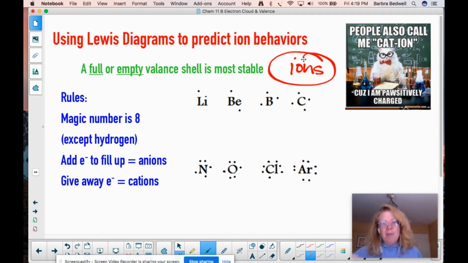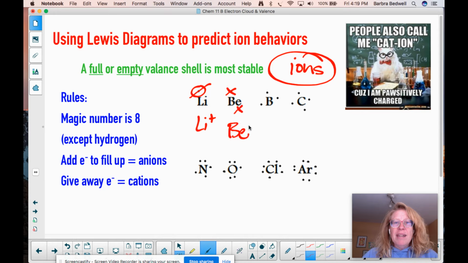So again, coming back around to some of these things that we did a long time ago. Our friend lithium here, for example, is going to take this one and give it away. Somebody else can take it, and it empties out. If it empties out, it becomes a +1 ion because it's lost 1 electron. Or beryllium, when it gets rid of things, it gets rid of those 2, and now it's emptied out and it becomes a beryllium ion.